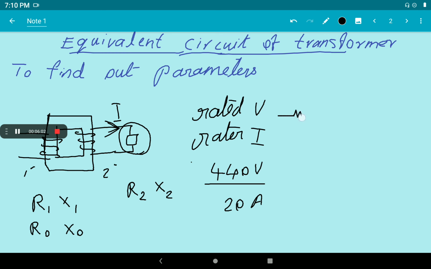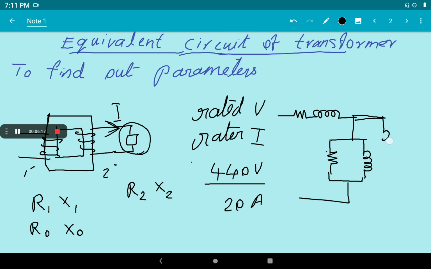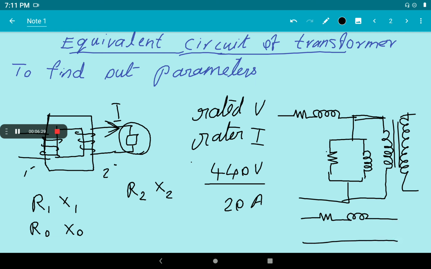We are going to find out the primary resistance and reactance, and there will be no load resistance and reactance on the primary side when it is on no load condition. These are the parameters on the primary side. Then the secondary winding will be there, and the secondary parameters are the secondary resistance and secondary reactance.